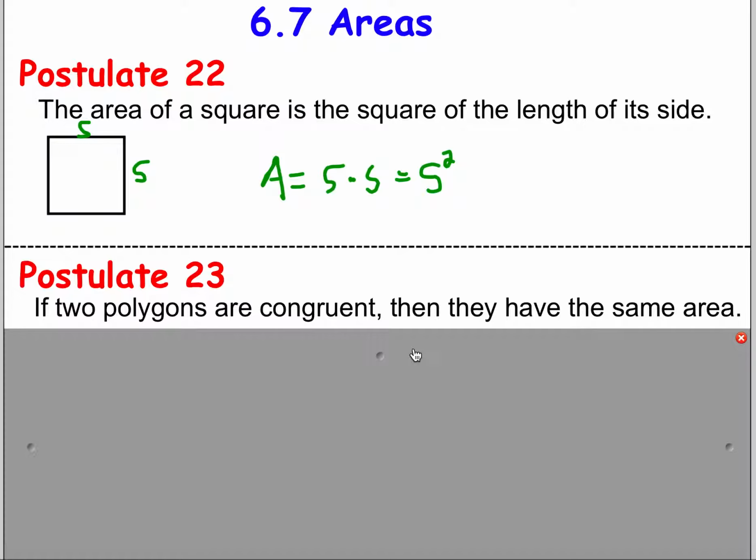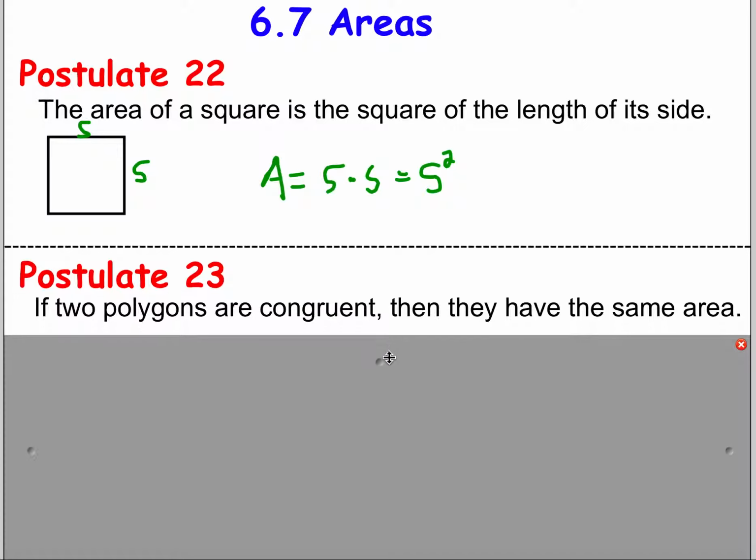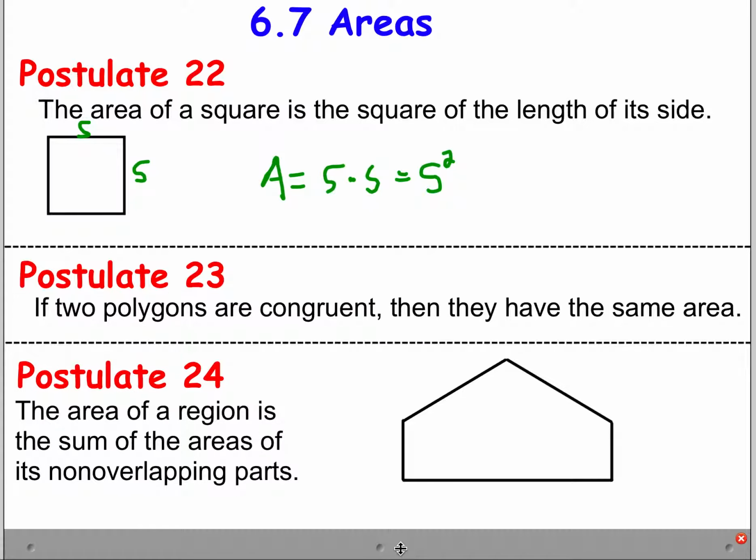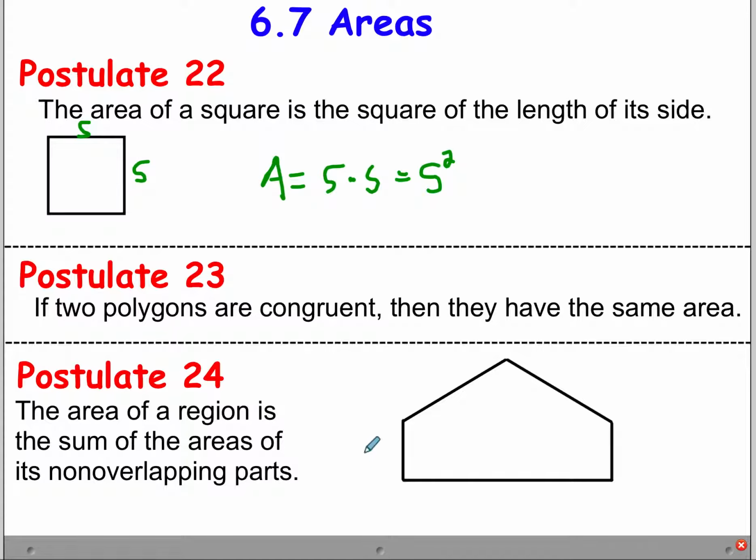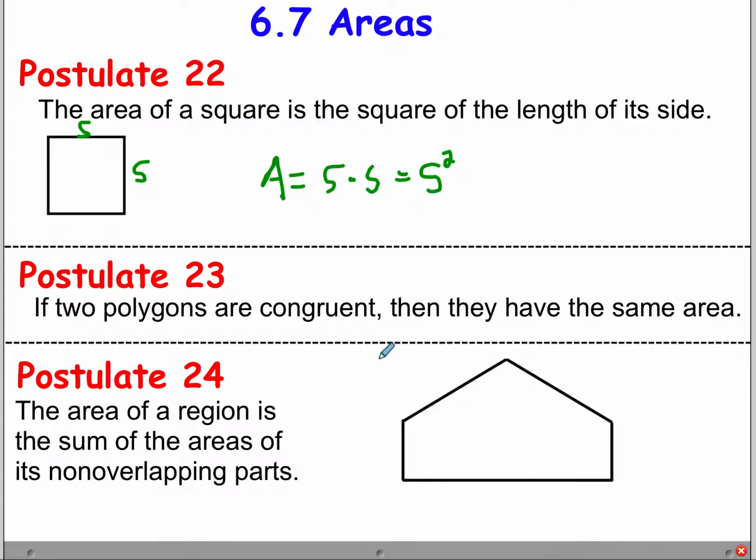Postulate 23 says this: if two polygons are congruent, then they have the same area. You should be able to recognize right away why that is a postulate. Clearly that makes a lot of sense and is very logical, that if there are two polygons that are exactly the same, then their areas should be exactly the same. This is a postulate that you have come in contact with before, but once again, we introduce it as a postulate so that you can use it in formal argument.